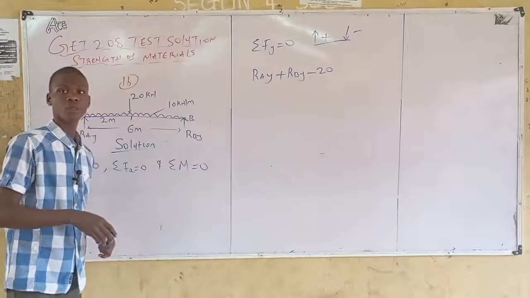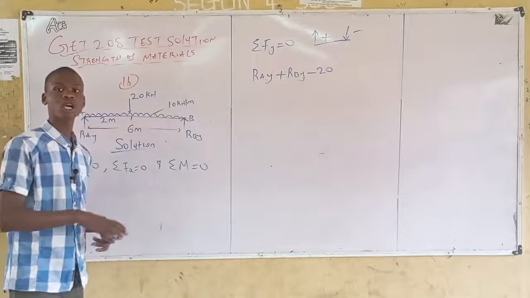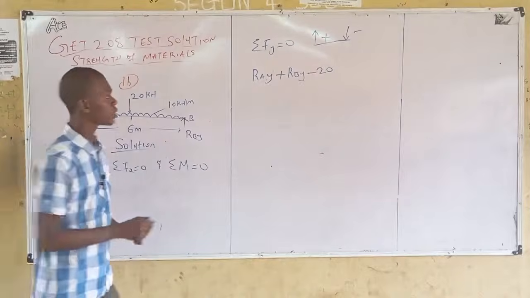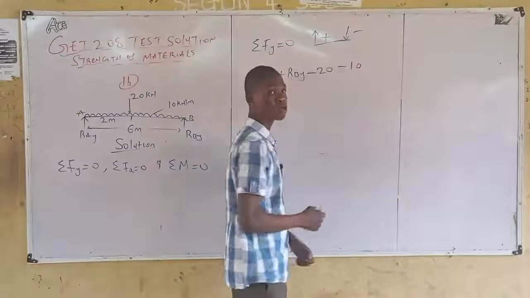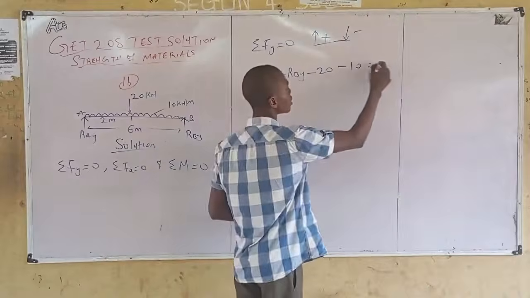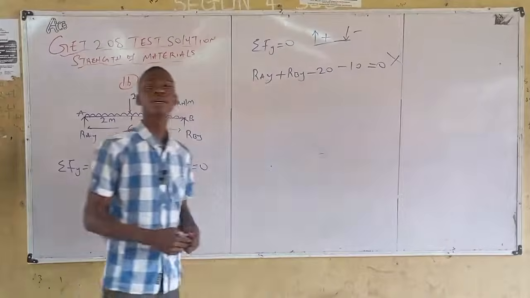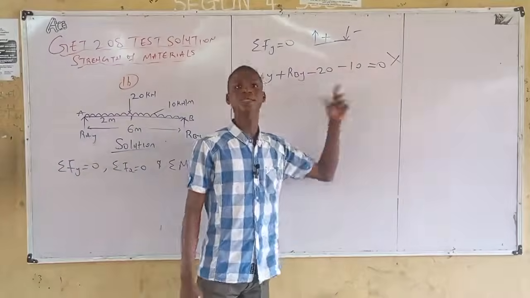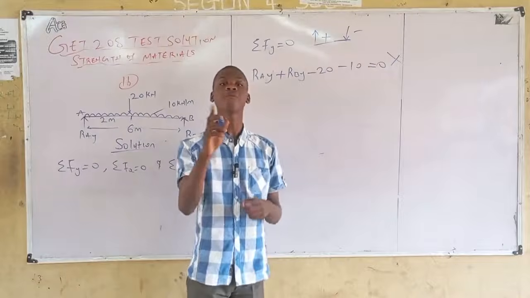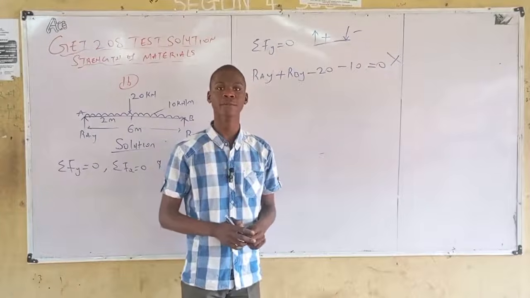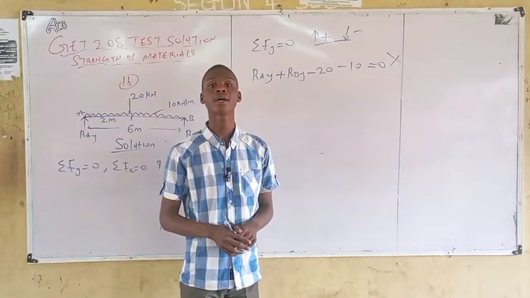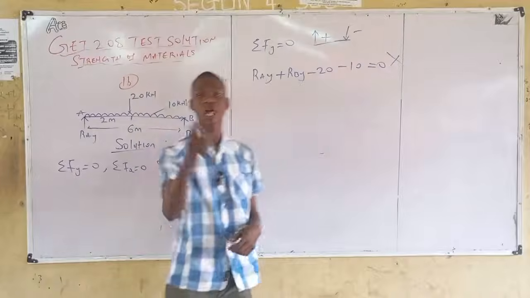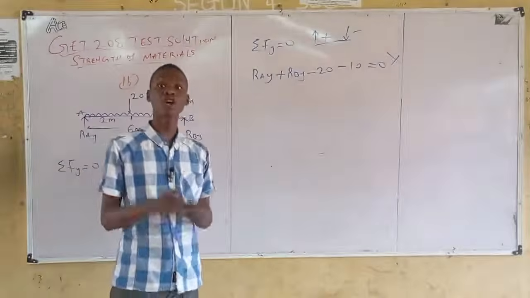Now the U.D.L. Considering the U.D.L, what will I have? Minus 10 kilonewton equals to what? And this is wrong. Putting minus 10 is wrong. Why? What do you know about force? Kilonewton or newton. In this case, what do you need for force? Kilonewton.